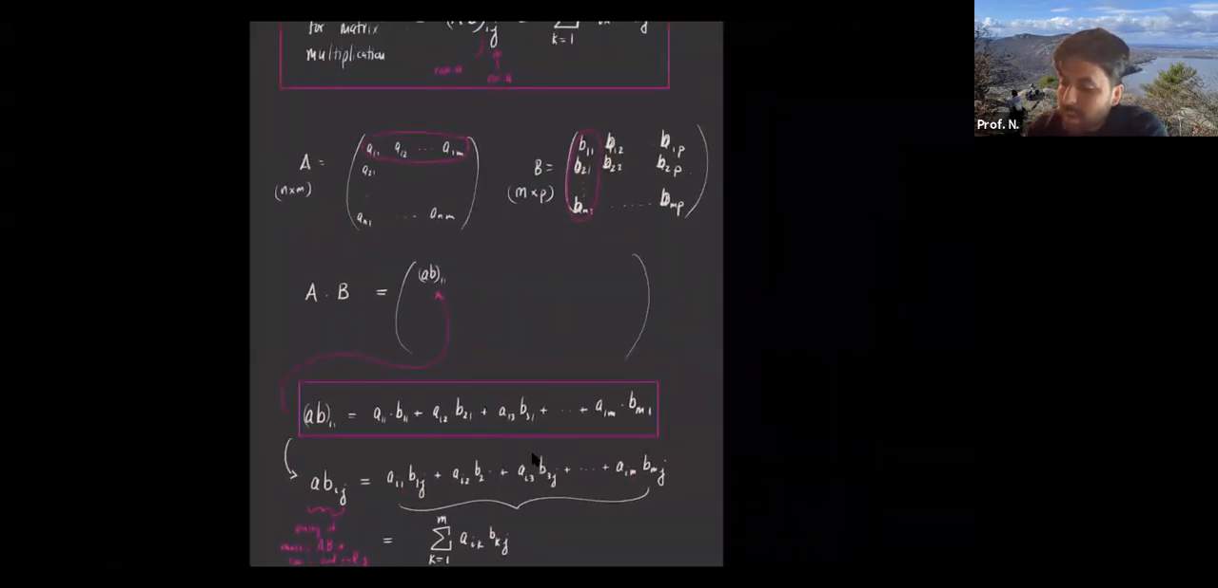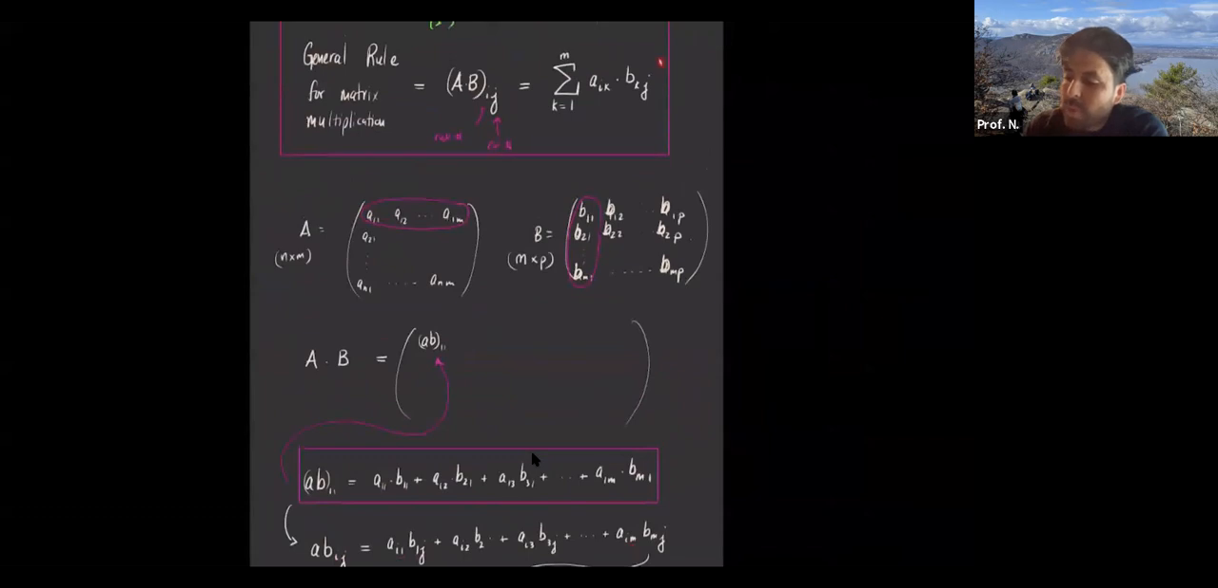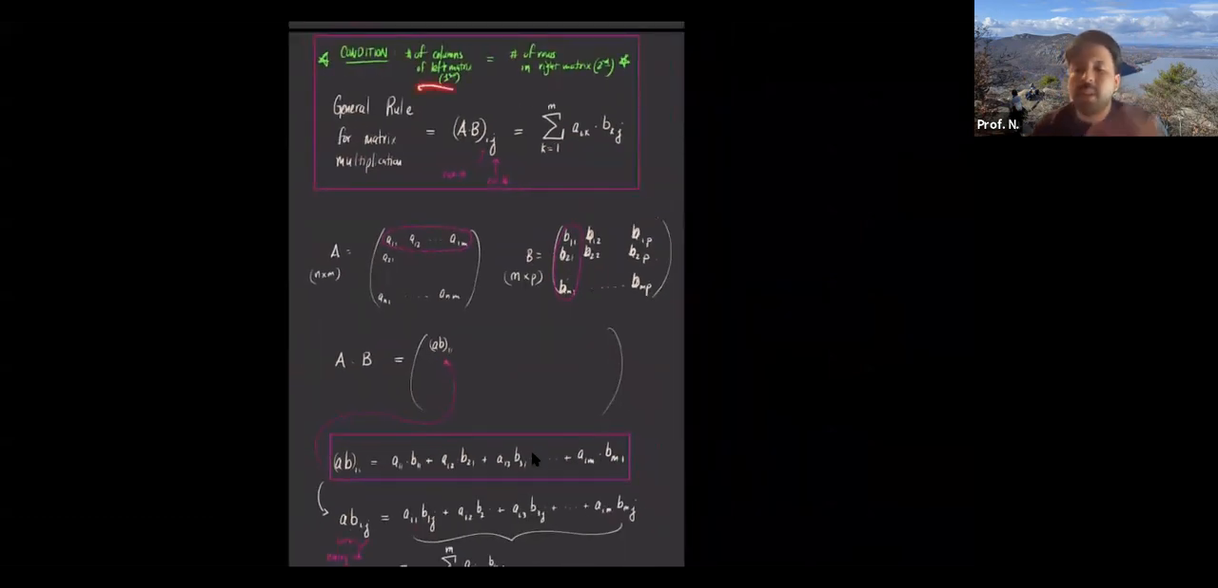And that's why this is the rule for multiplication of a general set of matrices. So if I have two matrices and I want to multiply them, the condition first is that the number of columns of the first, which is the left matrix, has to equal the number of rows of the second matrix, or the right matrix.